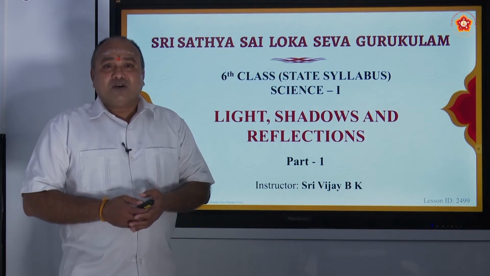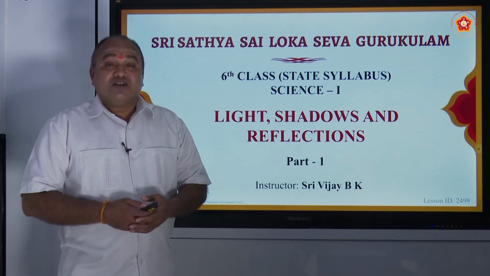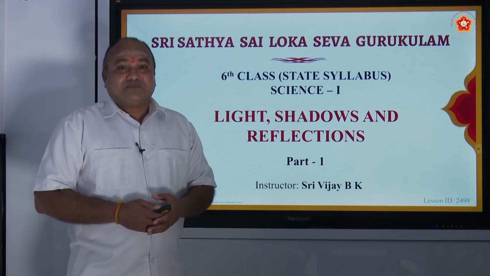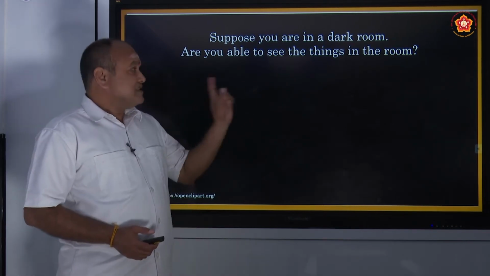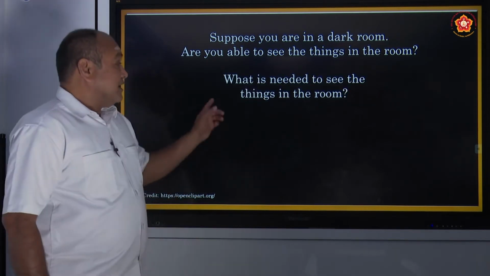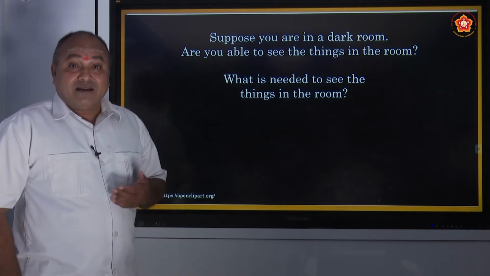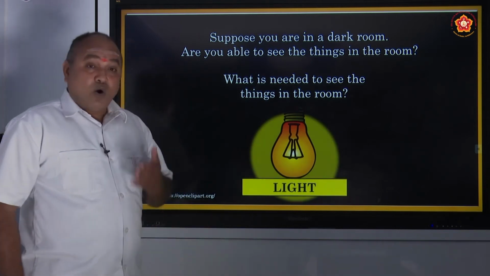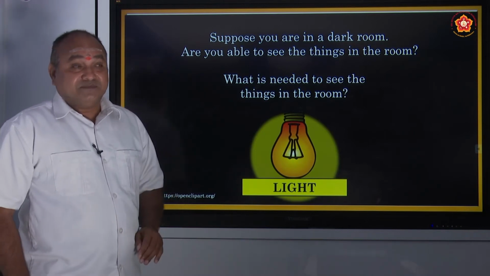Today we are going to go through the lesson called Light, Shadows and Reflection, which is of 6th standard. Okay. So suppose you are in a dark room. Are you able to see things in the room? No, right? What is needed to see the room, things in the room? Light. So light can be of natural or artificial.